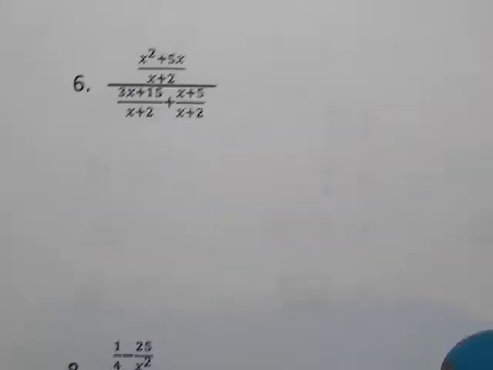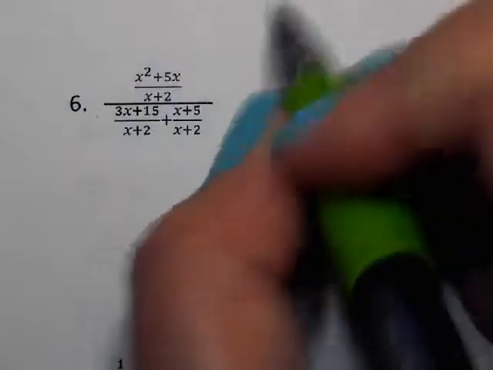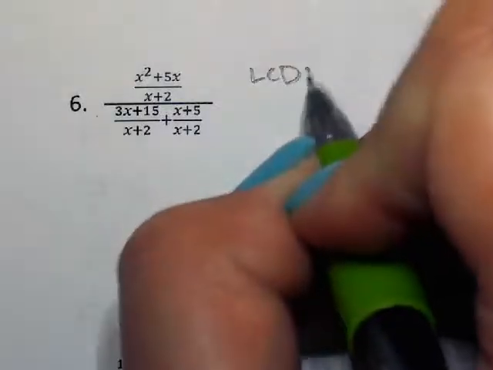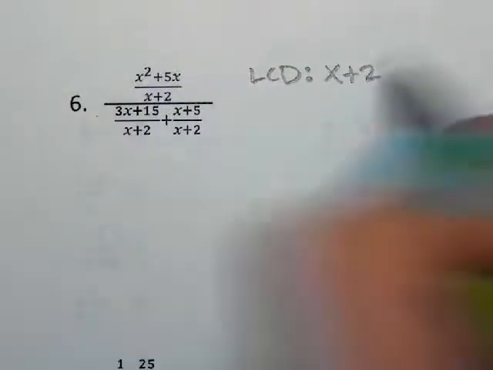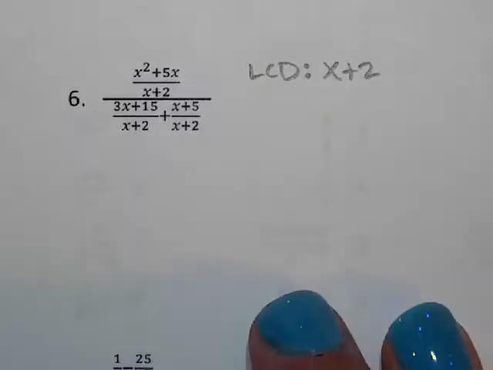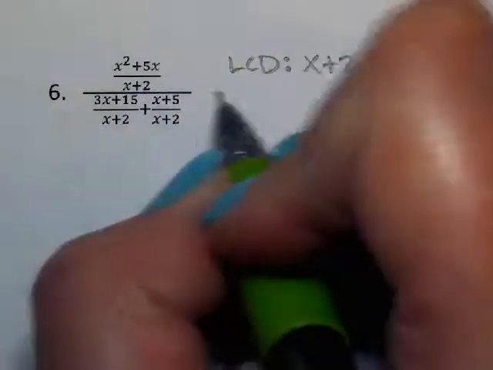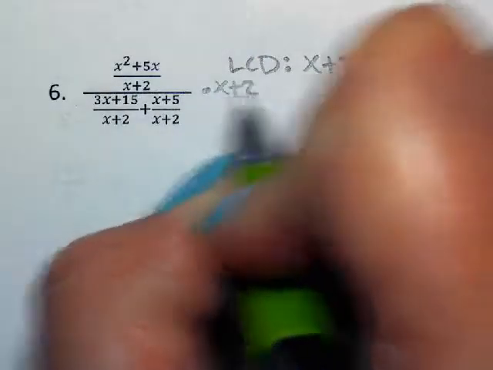Let's do 6. Look at all the denominators on 6. What do you see about them? They're all x plus 2. They're all the same. So the least common denominator on number 6 is x plus 2 because that's what all the denominators are. So we're going to multiply by x plus 2 over x plus 2.